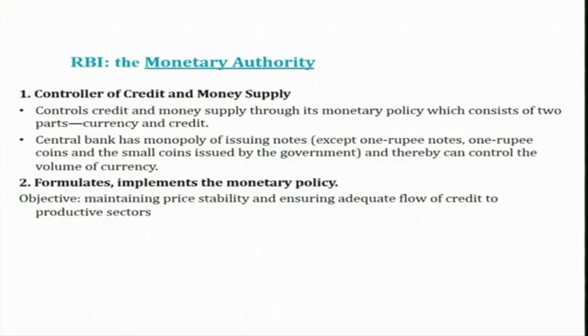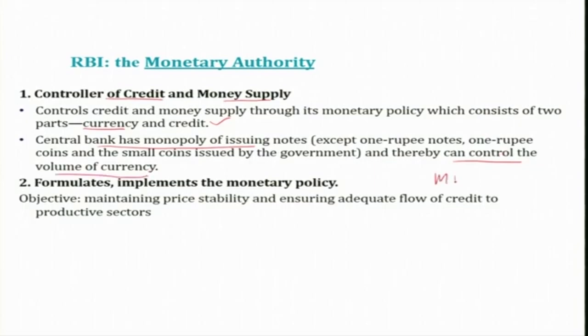So by now you are familiar that RBI is the monetary authority in the country. So it is the controller of credit as well as the money supply in the economy. It controls credit and money supply through its monetary policy, which consists of two parts. One is the issue of currency, and the other is influencing the credit supply within the banking system. So the central bank has a monopoly of issuing notes; as you know, except some coins, the rest of the currency is mainly issued by the central bank, and thereby it can control the volume of currency.